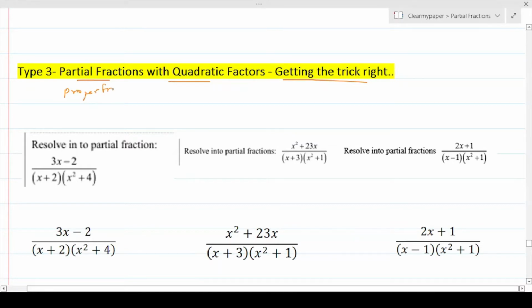So let's get the basics first. Let's understand what is the trick that we need to apply and what is so specific about the quadratic factors. And in the next episode, we will apply those learnings from today's episode and solve the problems.